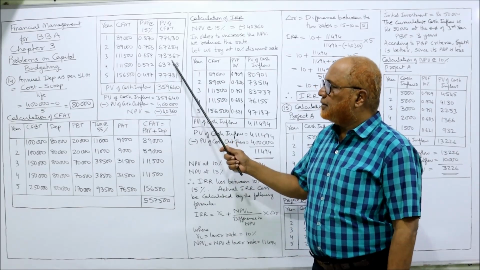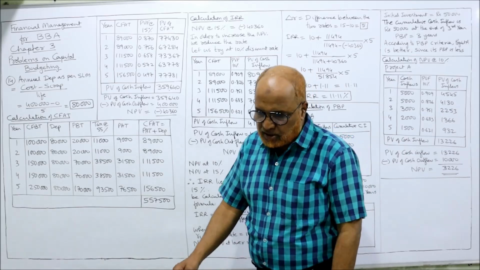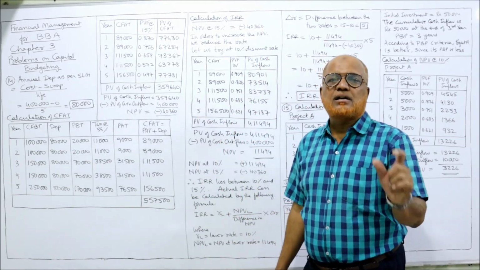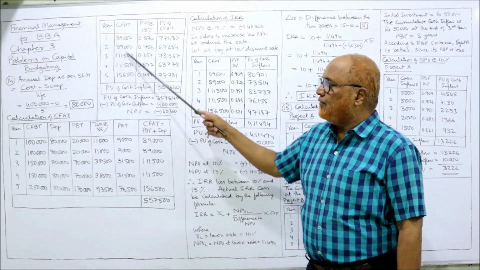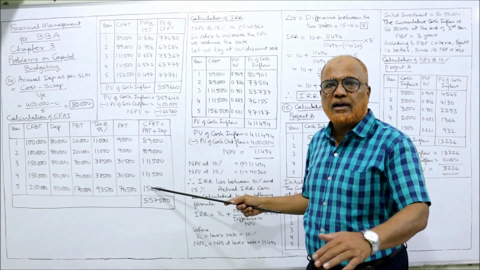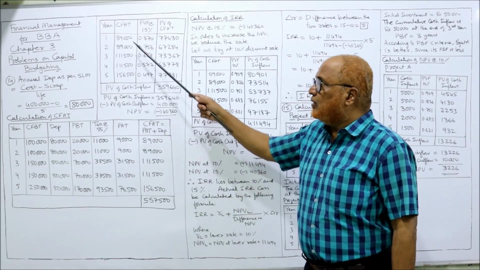Now we calculate the NPV. The first thing is we have to calculate NPV at what rate? 15%. At 15% discount rate we have to calculate net present value. Year column, CFAT, just now we have calculated. These values you should take. Don't take the value which is given in the problem. So these are the CFAT values.